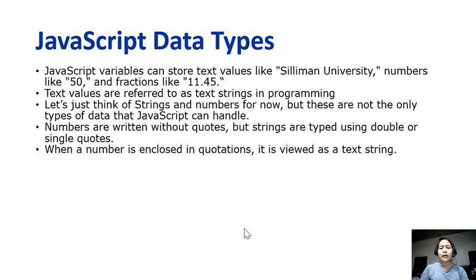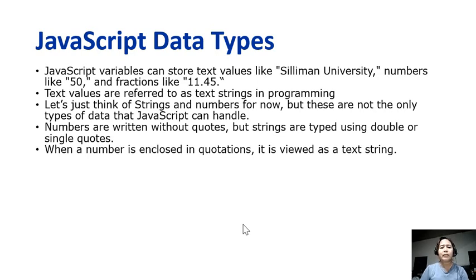Okay, so just take note of these things when identifying data types. In JavaScript, variables can store text values like Silliman University, numbers like 50, and fractions like 11.45. Text values are referred to as strings or text strings in programming, and you can just think of strings and numbers for now. But as mentioned in the previous slide, these are not the only data types that are available in JavaScript. JavaScript can also handle other data types.